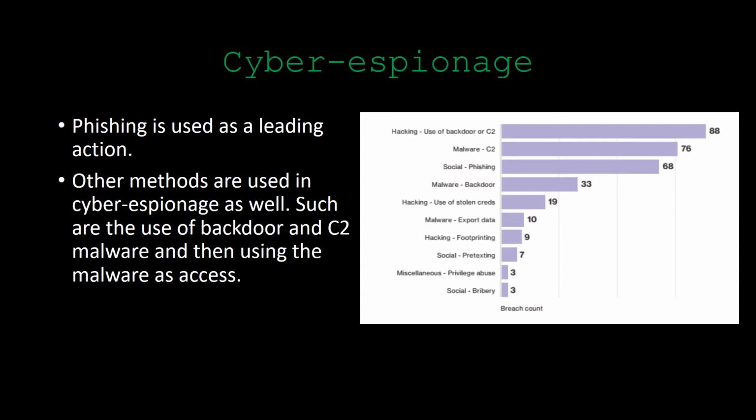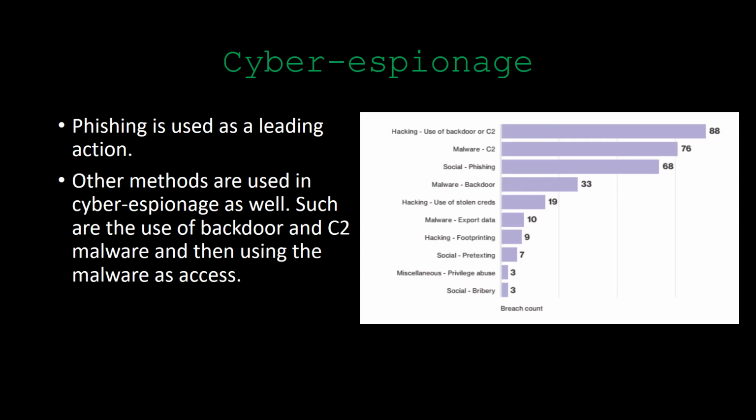After phishing is done, other methods are used as well, such as backdoor and C2 malware. And C2 malware is used as the access point. So, backdoor is a method where the attacker bypasses normal authentication or encryption in a computer system. Backdoor takes the form of a program or even part of the OS itself. It's a small part which is usually hidden.